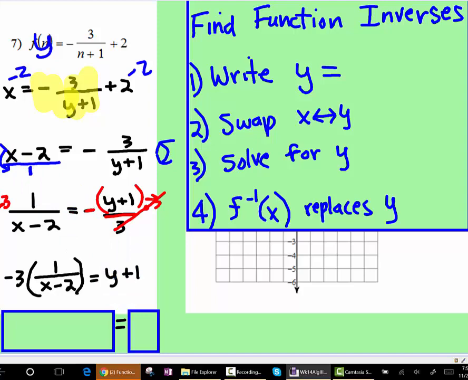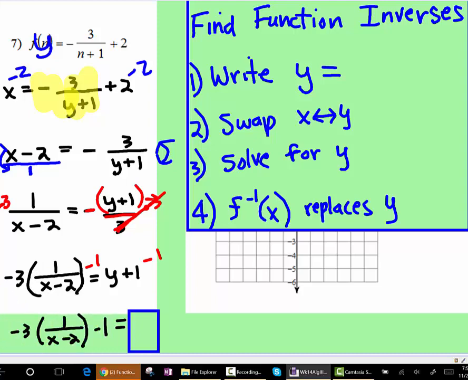And then what I have on the right side, since those canceled, I now have y plus 1. I'm going to subtract 1 on both sides. I'm probably going to first do the distributive. No, I just left it like that because I think this is how the software had it, and I went ahead and left it that way.